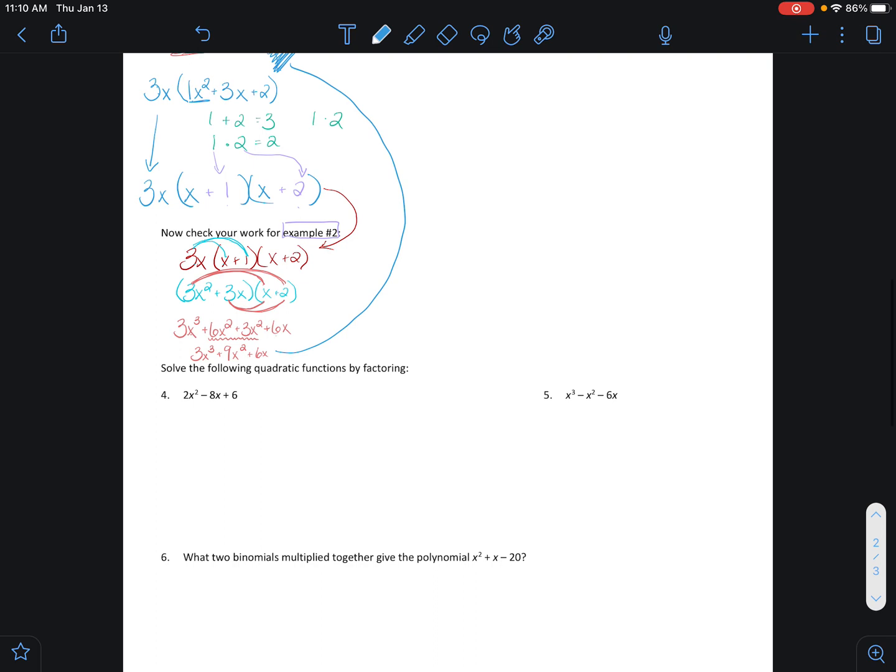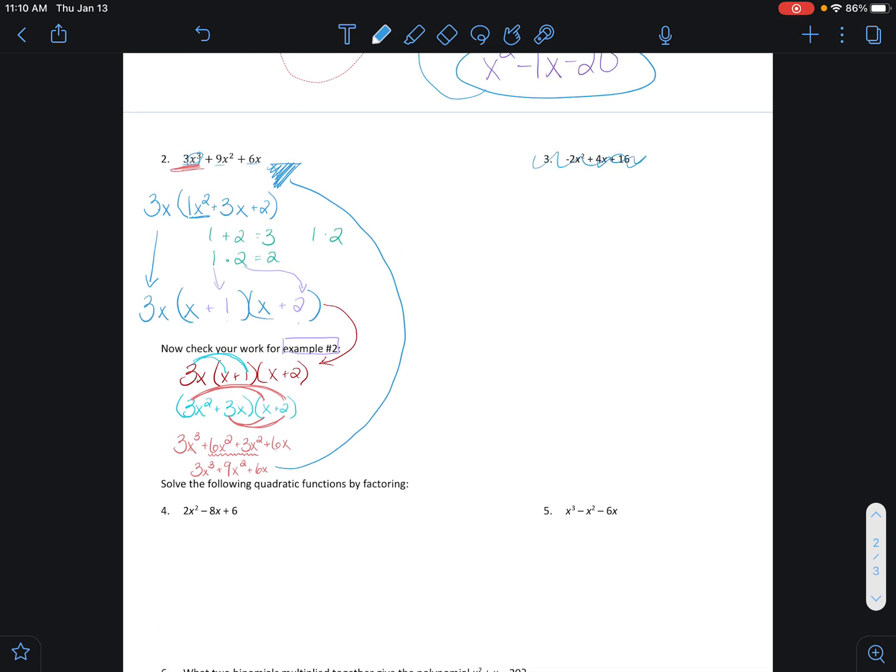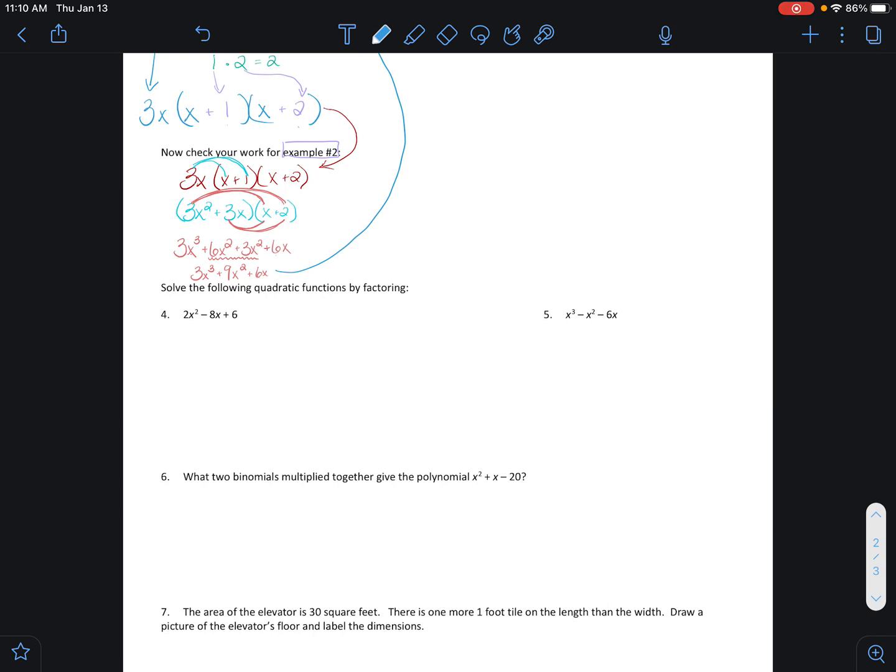Alrighty, we're going to skip example 3. You're welcome, you can scribble it out, get excited, but we are still going to do the next ones.